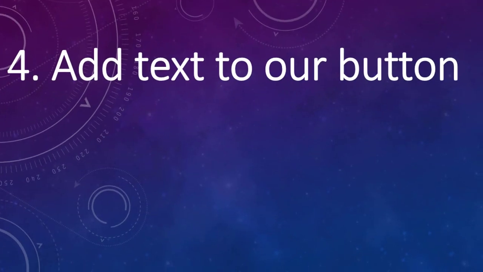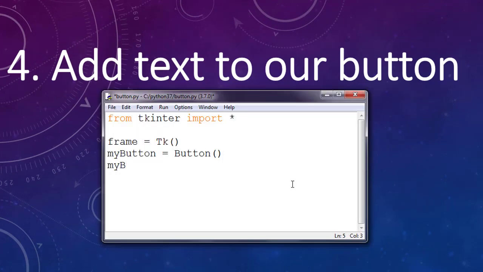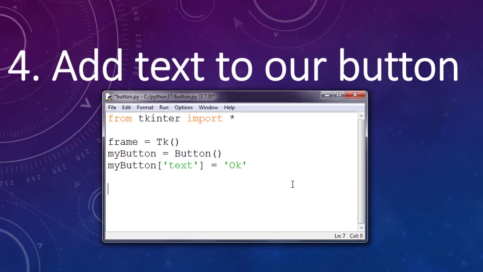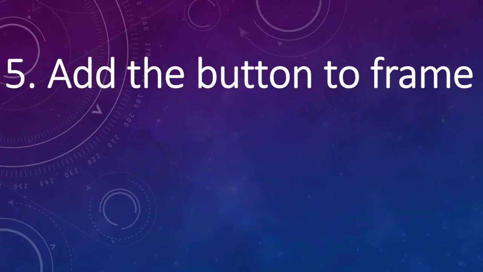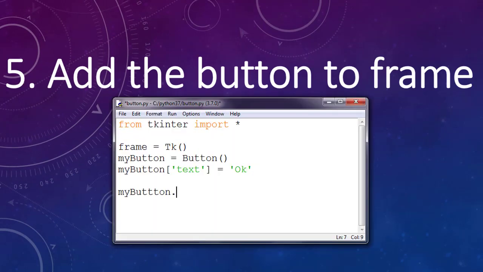Then, for example, we're going to add text to our button. For example, let's say the text of my button is going to be OK. Then we need to add the button to the frame. I'm gonna type myButton.pack.